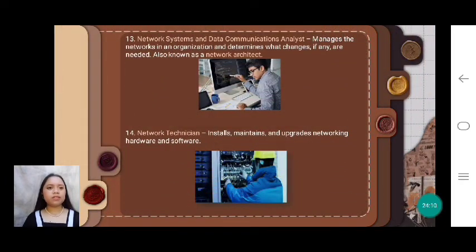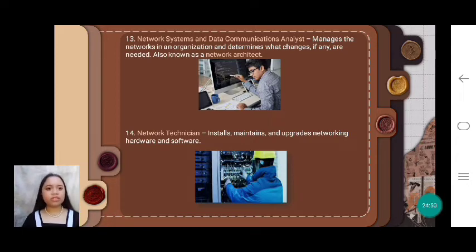Number 13, network systems and data communications analyst. They manage the networks in an organization and determine what changes, if any, are needed. They're also known as the network architect. So they're the ones who determine what changes are needed for an organization. That's the work. They manage the network and determine what changes need to be done.